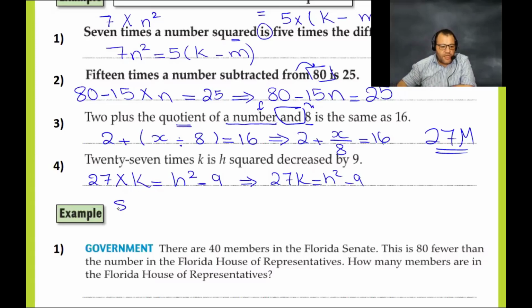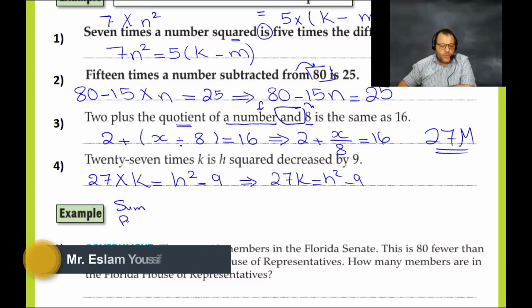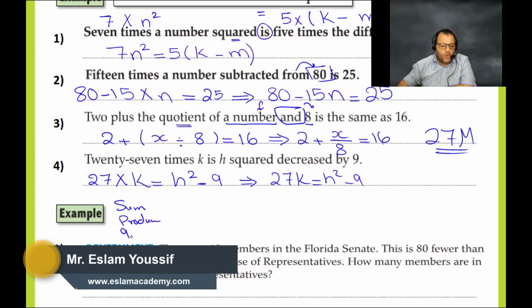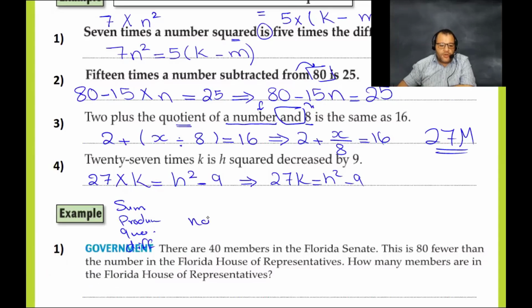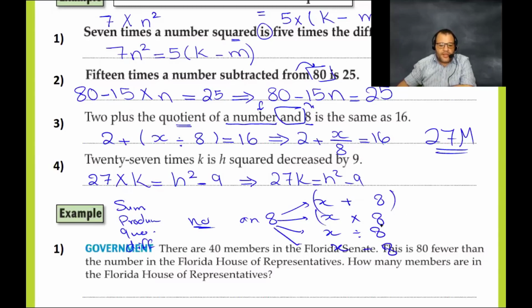Okay. When I say the sum, the product, quotient, difference of a number and 8, what is the meaning of that? For the first one, the sum means plus: a number, which is x, and the second number is 8. The second, product: x times 8. The third, quotient: x divided by 8. The fourth, difference: x minus 8. All of that between two brackets.